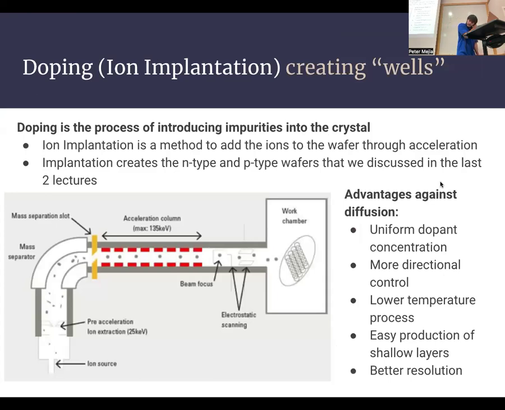Okay, so for ion implantation, this is how we're going to add the ions to the wafer, so we can create the N-type and P-type wafers that we discussed earlier. Some advantages over diffusion, because there are diffusion techniques also, like chemical and physical vapor deposition: we have a uniform doping concentration. We have more directional control since we can select exactly where we're blasting these ions. It's a lower temperature process, it's easy to produce shallow layers, and you get better resolution.